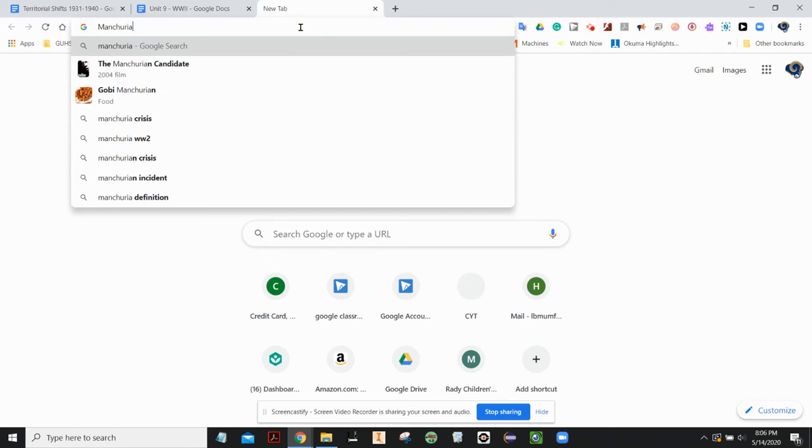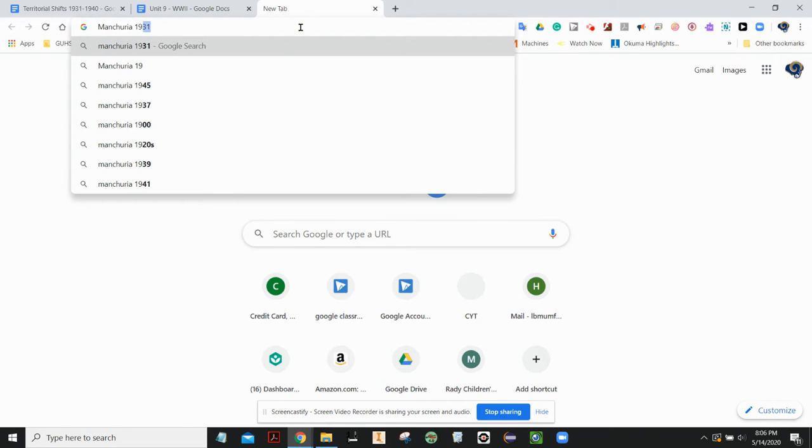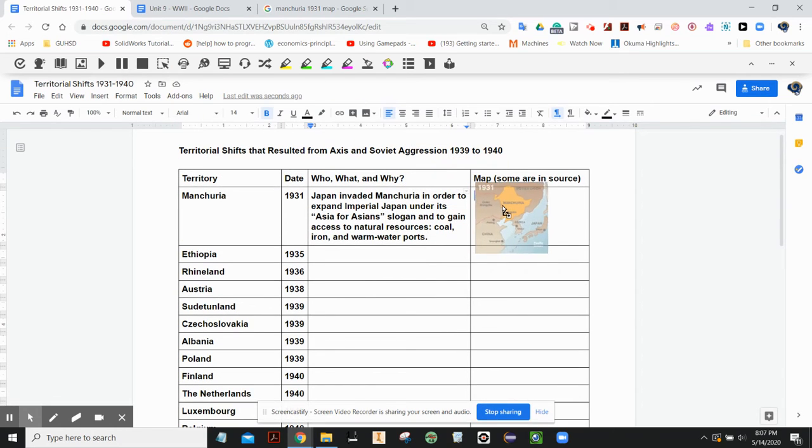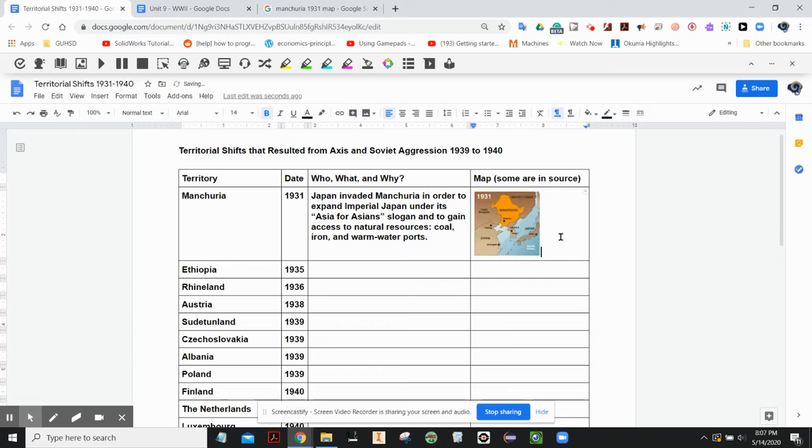Manchuria. I want to put 1931, just because it's important that the date be contextualized. And if you put Manchuria 1931, there you go. You get a nice little map there. You can grab that, pull it over, and bring it into your document and just drop it. And it works really easily.